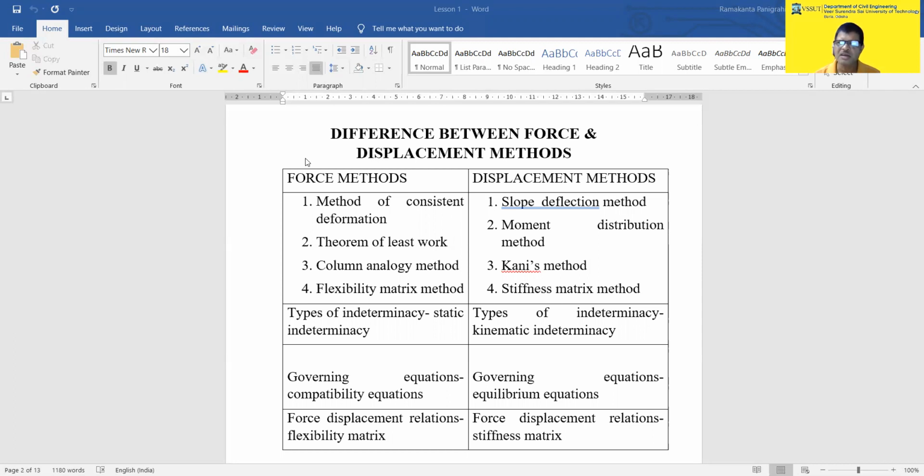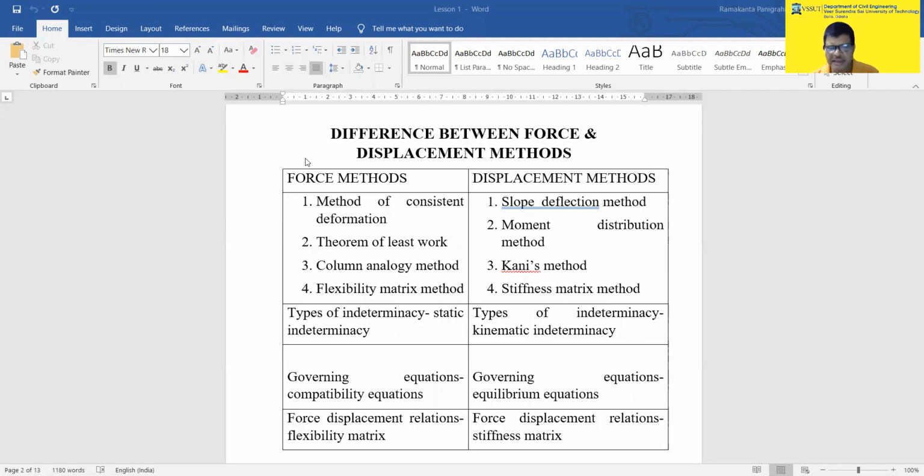The unknowns are the forces. And in the displacement method, the slope deflection method, moment distribution method, Kani's method, and stiffness matrix method, all these methods we'll discuss in this Analysis 2 part. And all these methods come under the category of displacement method.